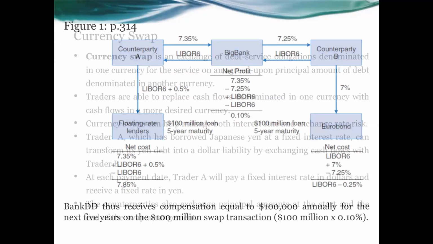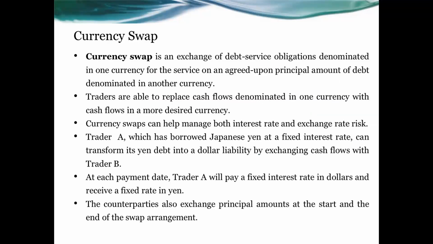But in the currency swap, now we are discussing how currencies are transferring for long-term investments. So a currency swap is an exchange of debt service obligation denominated in one currency for the other currency. Okay. Now here we are transferring currency. Right? That means including interest, we are transferring currencies. Okay. Now for an example, look at this.